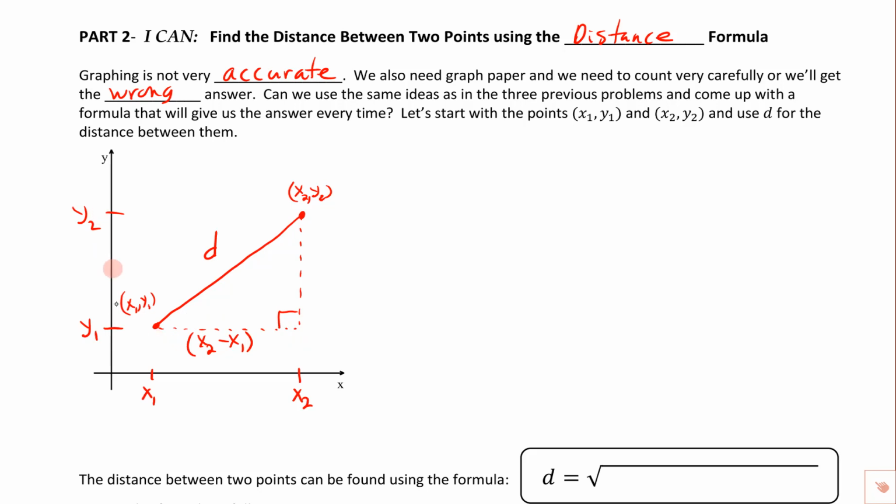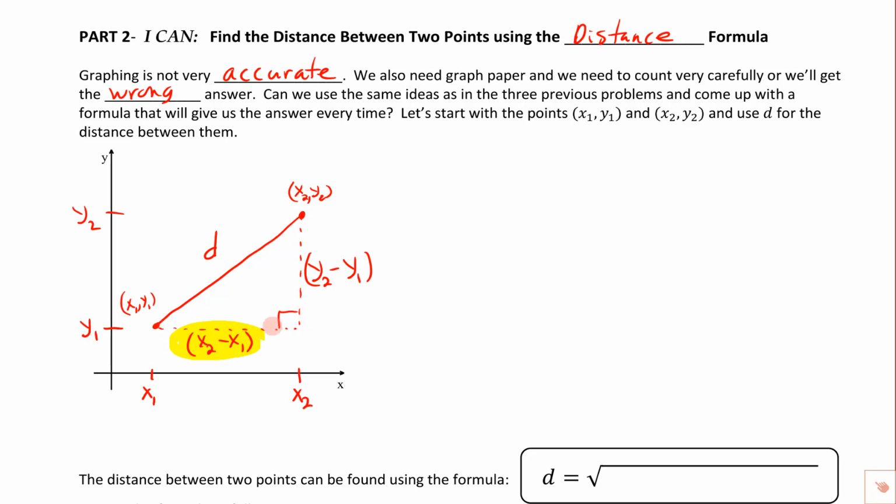Now, if we set this one up the same way, if we do the top one minus the bottom one, we can get an expression that represents how far it is from here straight down to here. So if we start off here at y2 and go all the way down here, y2 minus y1 gives us an expression for how far that is. So now we have the distance from here to here.